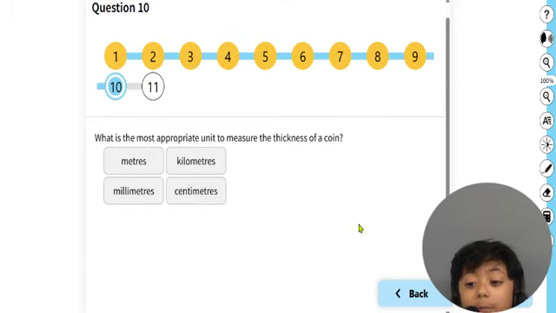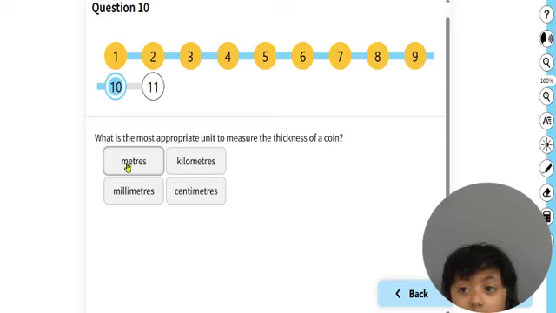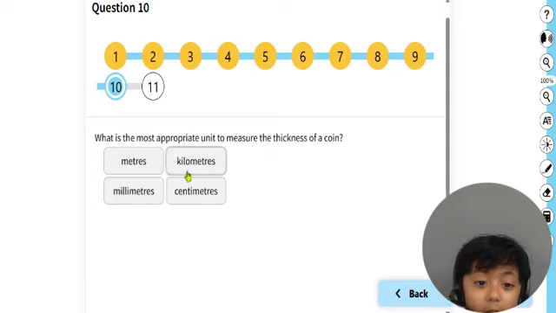What is the appropriate unit to measure the thickness of a coin? When you're measuring coins, it's really tiny. So let's go over the options: meters, kilometers, centimeters, and millimeters. Meters is like the perimeter of a house, and our coin is way smaller than that. Kilometers is even larger, the distance between places, like from Ontario to Quebec. And our coin is way smaller than that.